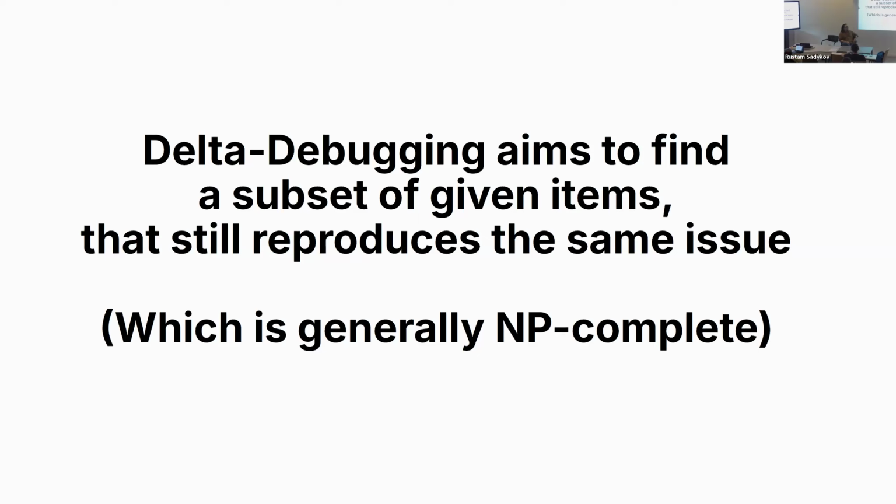And then when we've done this splitting into items, the aim of delta debugging is to try to find a subset, as small as possible, that will reproduce the same issue, the same error. And this is a generally NP-complete task, so we cannot just iterate over all subsets and try every subset with compilation and so on.